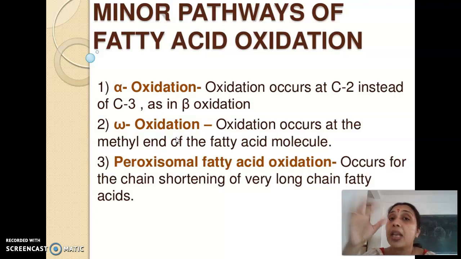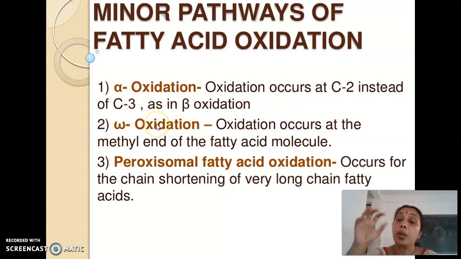Of course, it is only a minor pathway, right? The major pathway is, of course, the beta oxidation. In some rare cases, based again on the nature of the fatty acid which is subjected to oxidation, the beta oxidation will be replaced. In certain cases, the beta oxidation will be replaced with alpha oxidation and omega oxidation. So here the oxidation is happening on the C2 or the alpha carbon atom rather than in between the alpha and the beta carbon atom.